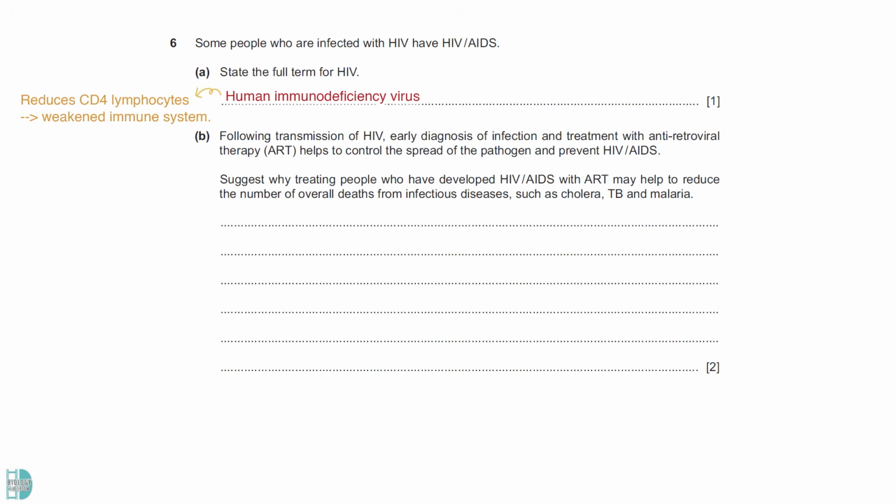HIV weakens a person's immune system by reducing CD4 lymphocytes. When a person is immunocompromised, the risk of contracting other diseases increases. The impacts of these diseases would also be greater.